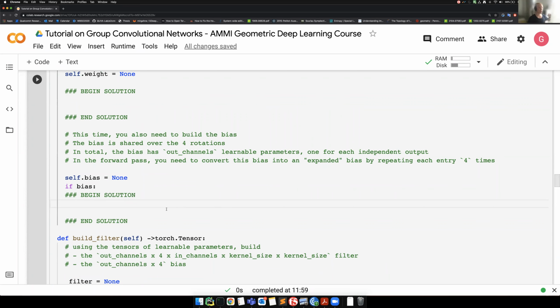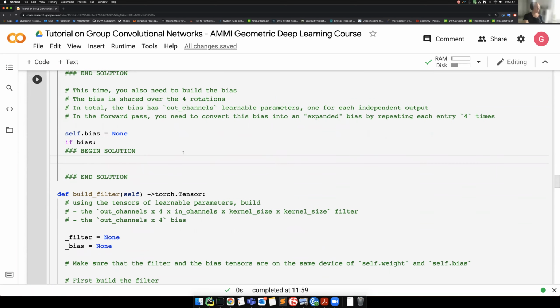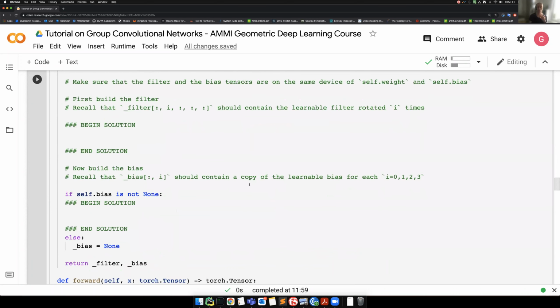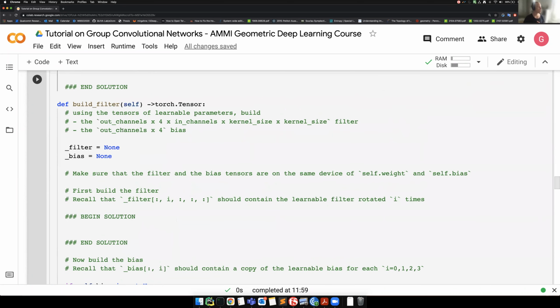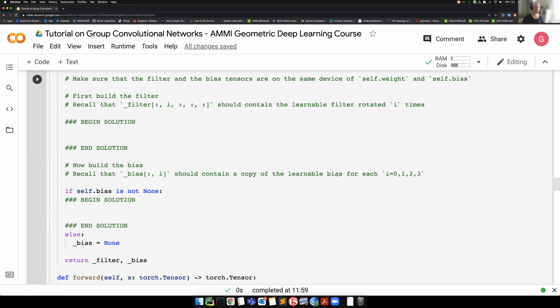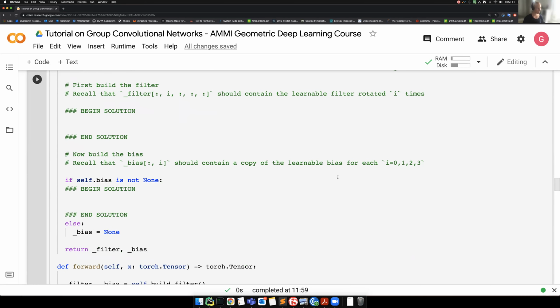The bias you store as a learnable parameter with only output channels dimensions. But then you have to expand your bias by building 4 copies of the bias. Before you had only output channels, now you're going to build output channels times 4 bias by basically making 4 copies of your bias.